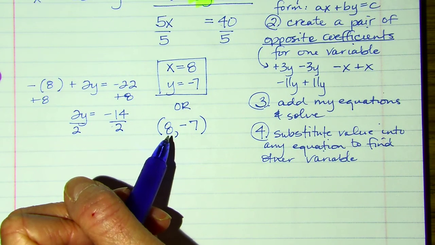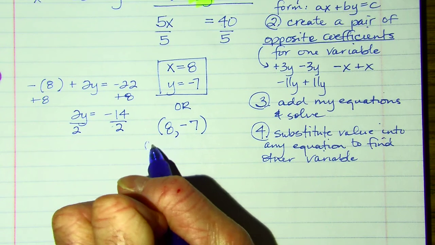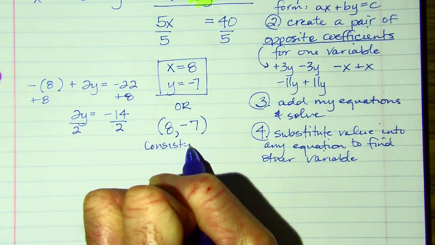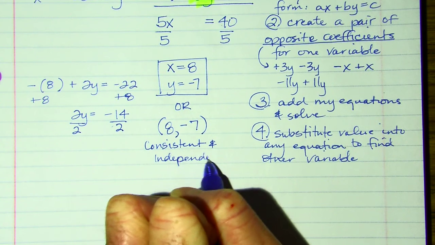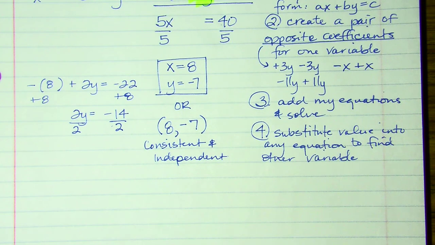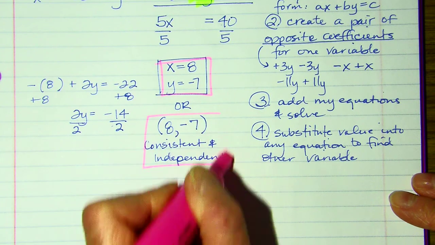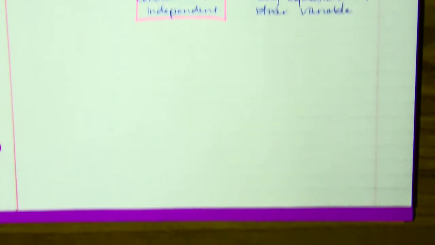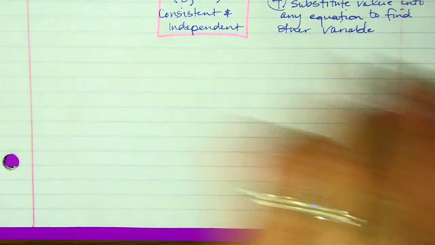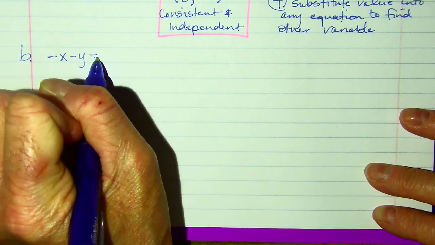And because I've been given a pair of coordinates, I would say that these are consistent and independent, that is what you call a system that has one solution. I think the lesson practice asks us to label these. So you can decide which one is your answer, but they do want us to label it. All right, so moving on, that problem obviously was a little bit longer because I was showing you all the steps. So it'll get faster and faster the more comfortable you are with it. So part B, negative x minus y equals negative 3.